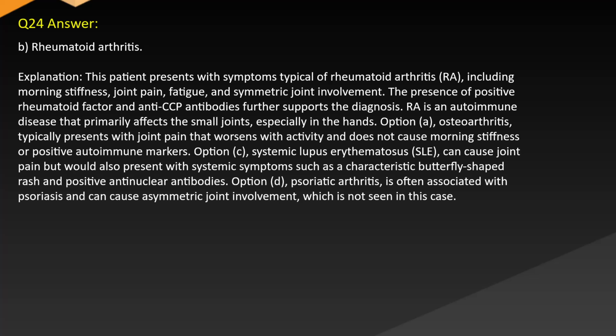Option A. Osteoarthritis typically presents with joint pain that worsens with activity and does not cause morning stiffness or positive autoimmune markers. Option C. Systemic lupus erythematosus, SLE, can cause joint pain, but would also present with systemic symptoms such as a characteristic butterfly-shaped rash and positive antinuclear antibodies. Option D. Psoriatic arthritis is often associated with psoriasis and can cause asymmetric joint involvement, which is not seen in this case.